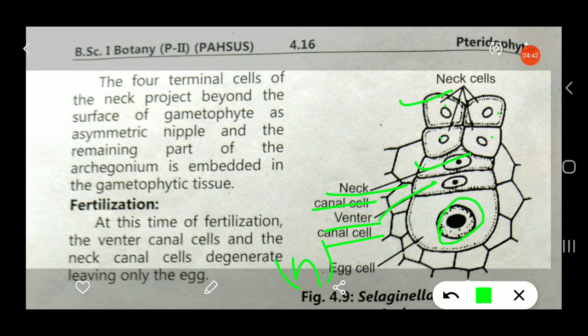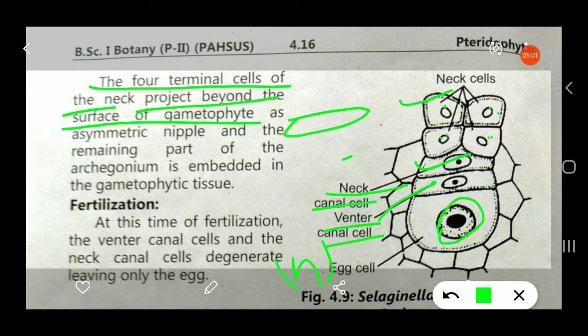The four terminal cells of the neck, 1 2 3 4, project beyond the surface of the gametophyte as an asymmetric nipple. These terminal cells are present above the gametophytic surface. This is the gametophytic surface, we can imagine that. And above it these four neck cells are present, 1 2 3 4, and these are asymmetrical in nature.